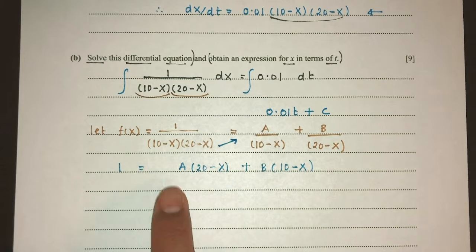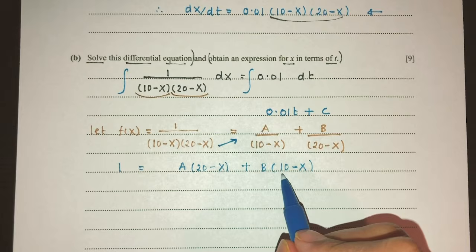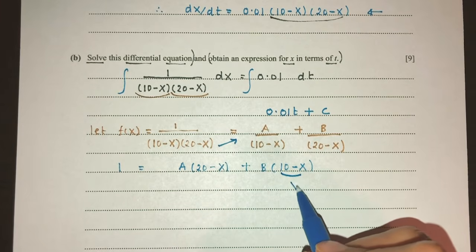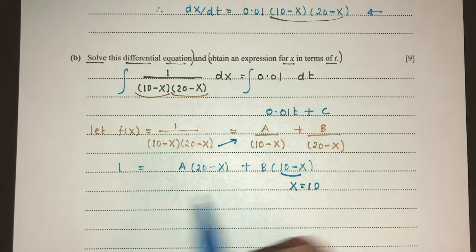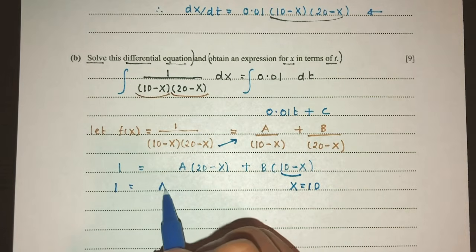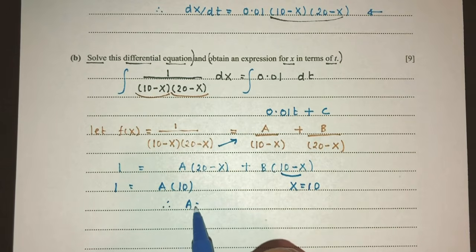So we have to find the values of a and b. So let's first eliminate the value of b. So let's take the value of x to be x equal to 10, so that this can be cancelled. So b will be 0. That will be 1 equal to a. 20 minus 10 will be 10. So a has to be 1 over 10.